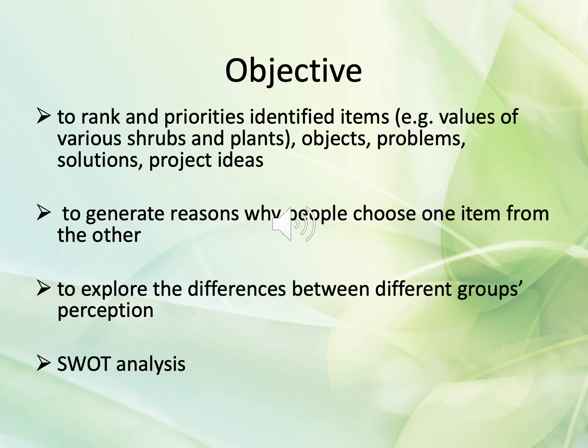The second objective is to generate reasons why people choose one item over the other, and also to explore the difference between different groups' perception. Perception is how you see things. And then it is also about doing strength, weakness, opportunity, and threat analysis, or in short, SWOT analysis.